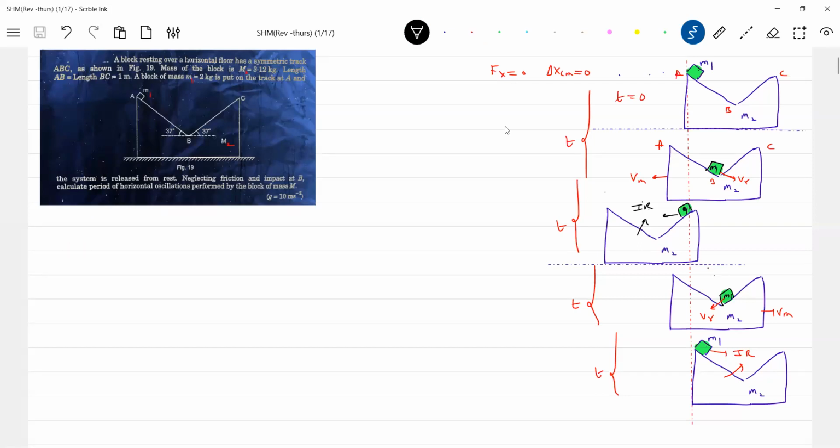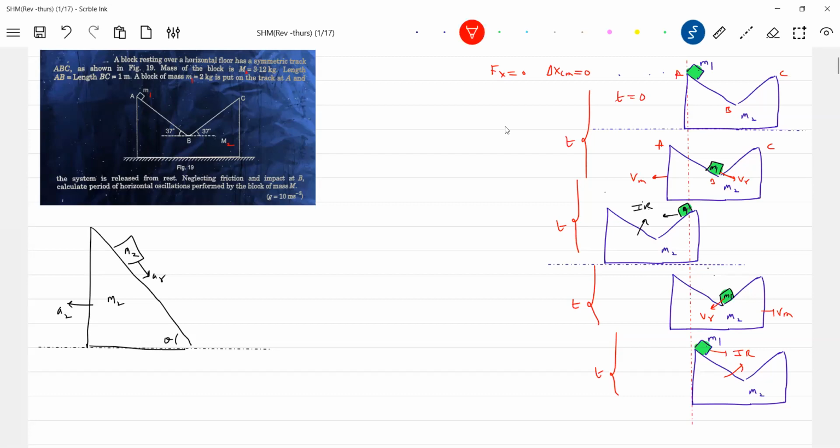So let this be the, if you want to, you can draw only one wedge like this. This M1, this M2. Let the acceleration of this be A2, let this be AR, let this be theta. So what are the forces that will be acting?